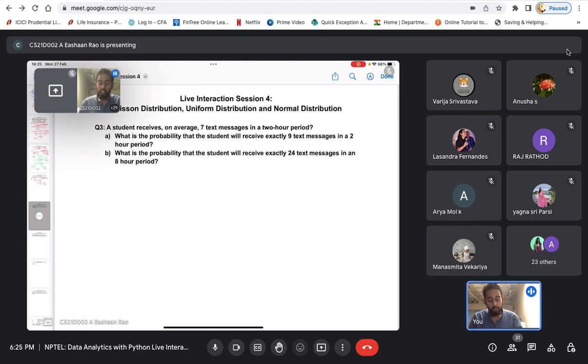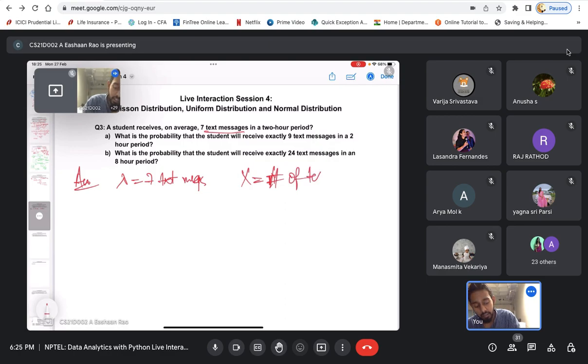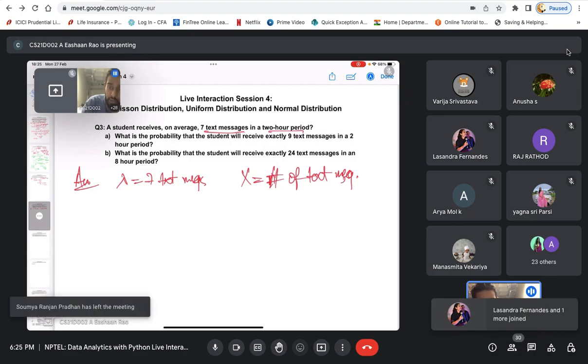Okay, so for this again, let's start with finding the average. The average number of text messages that we are getting is 7 text messages, and our random variable x will be the number of text messages in a 2-hour period. Our timeline is usually given in a 2-hour period.